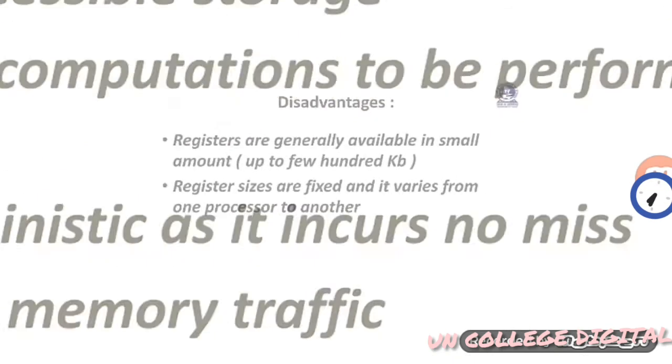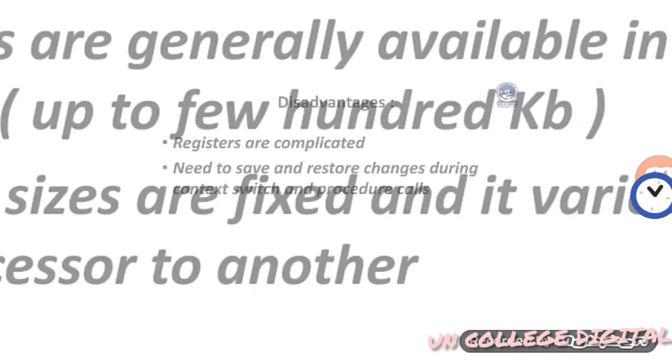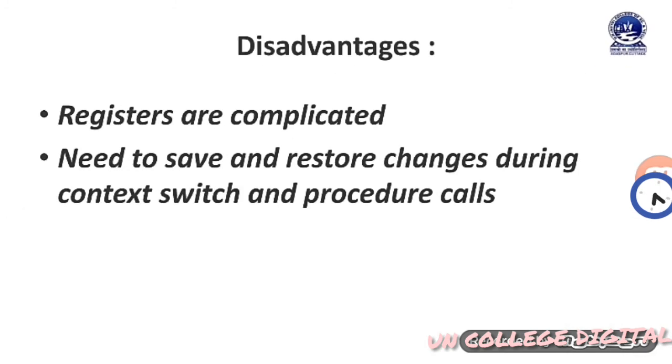Okay, but it also has some disadvantages. What are those? Registers are generally available in small amounts, up to a few hundred KB, and for that reason it is very difficult to spare registers to contain the variables. Register sizes are fixed and vary from one processor to another. The other disadvantage is that registers are complicated. They need to save and restore changes during context switches and procedure calls.